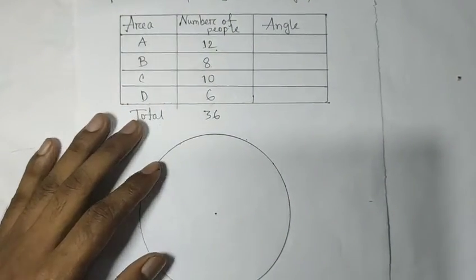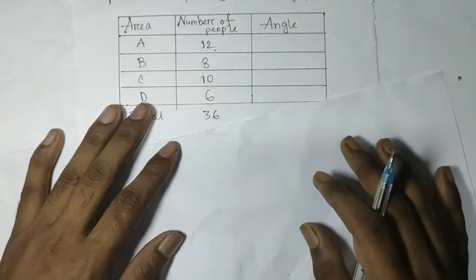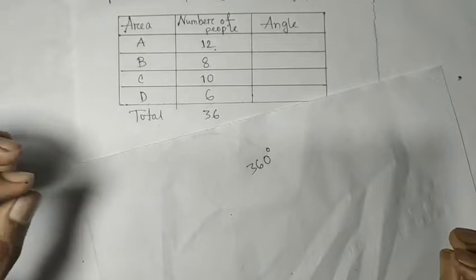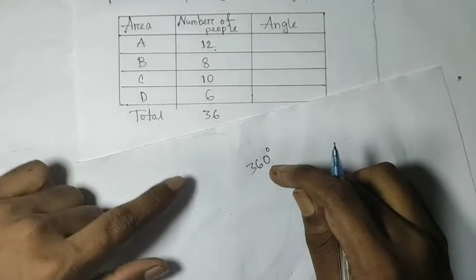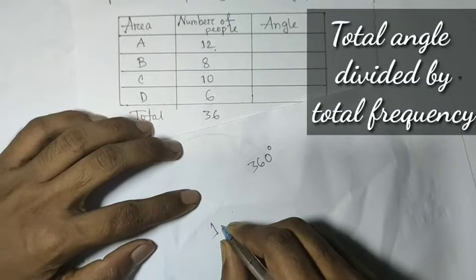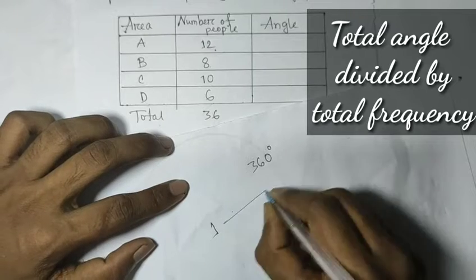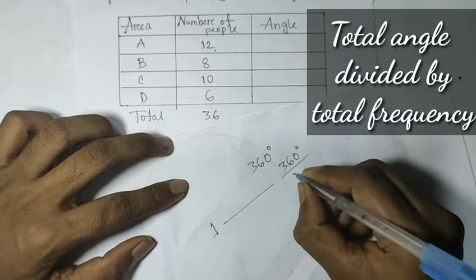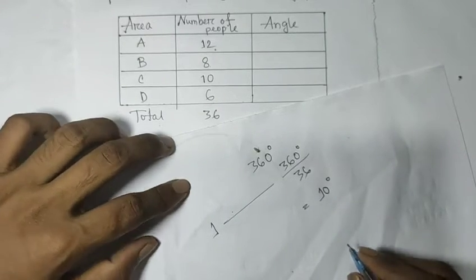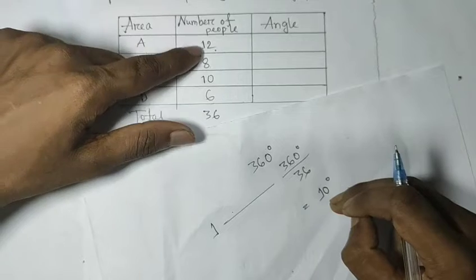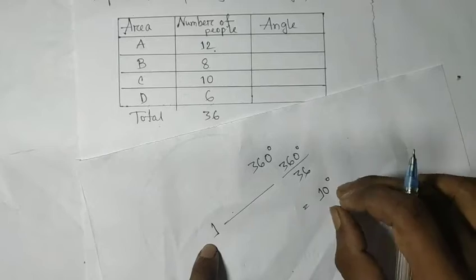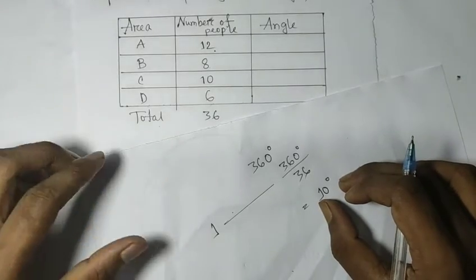So how can we find the angle for the people? Let's first find the angle for a single frequency. As we know, the total angle of a circle is 360 degrees, which is for the total number of people, that is 36. So the angle for a single person will be 360 degrees divided by 36, that is 10 degrees. So by multiplying this 10 degrees with all the frequencies, we'll get the angles easily, because we found the angle for a single frequency.